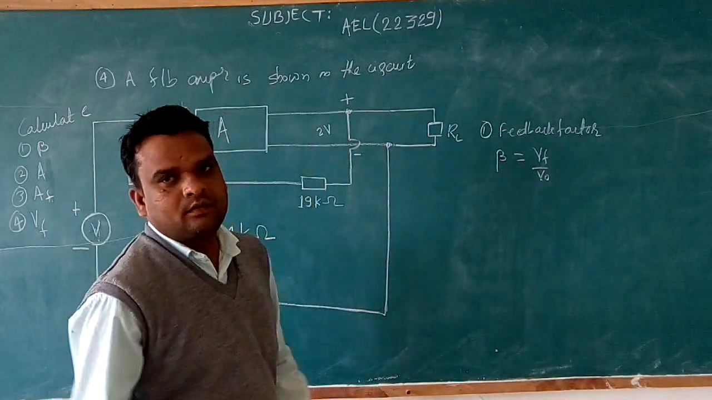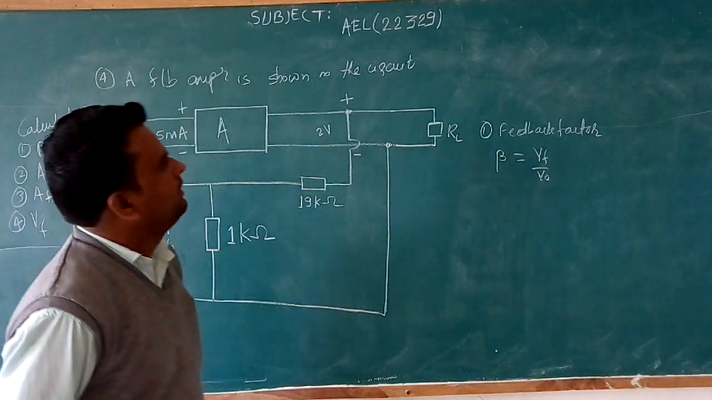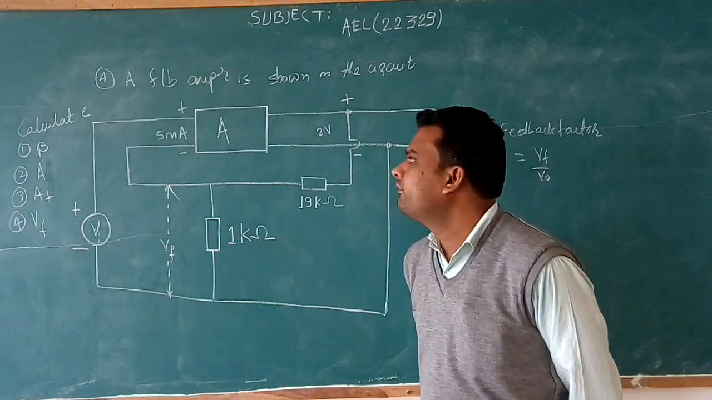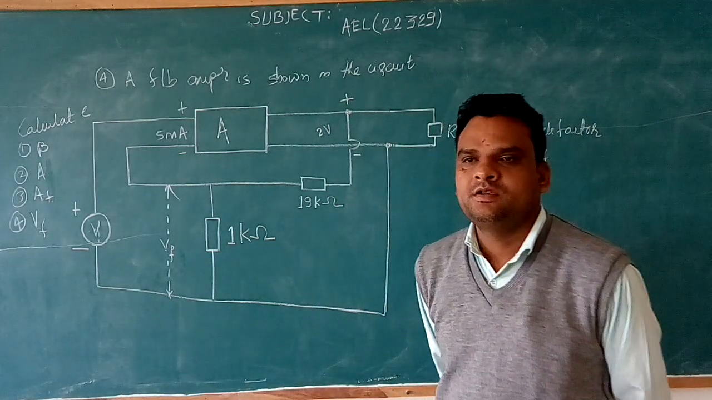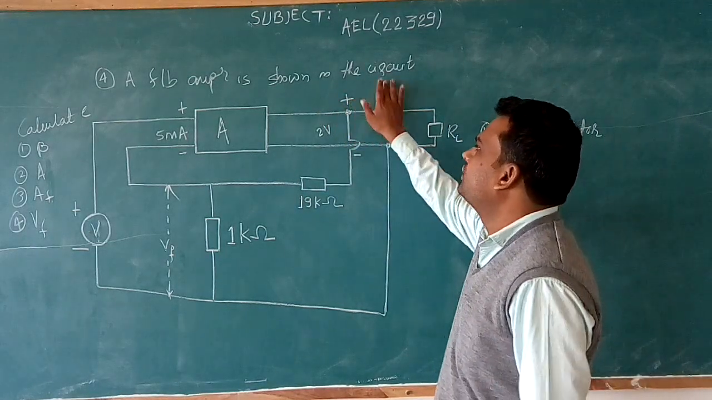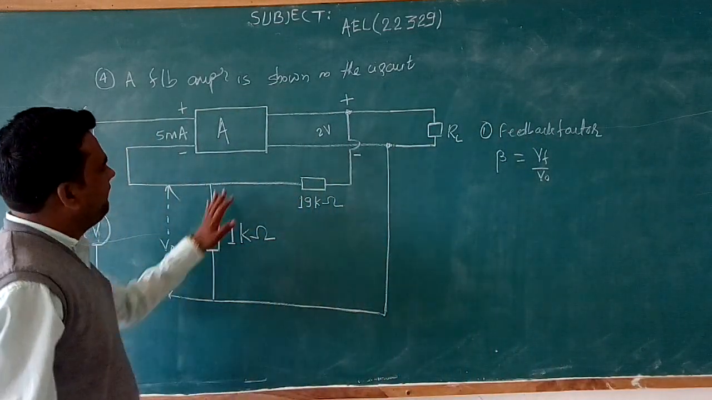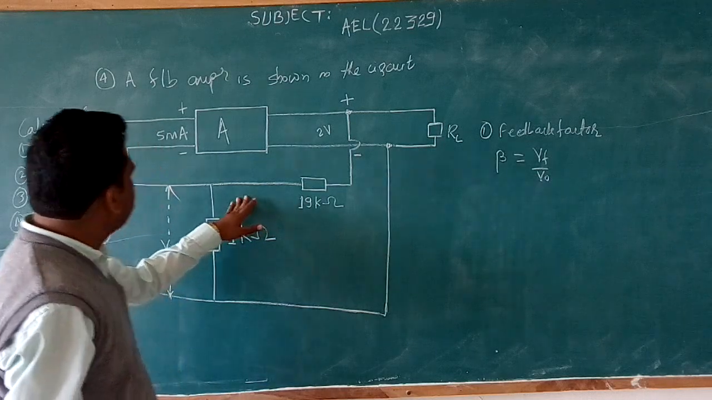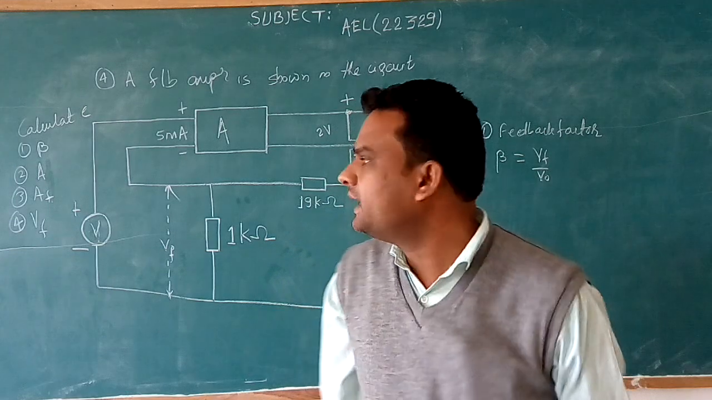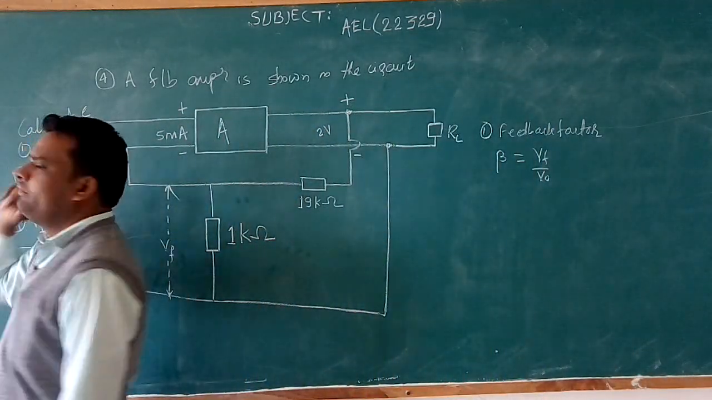Again, in the last lecture we have seen some numericals based on the negative feedback amplifier. Our next numerical: a feedback amplifier is shown in the circuit. A diagram is given of this feedback amplifier. From this diagram, what do we have to find out? Calculate beta, that is the feedback factor.